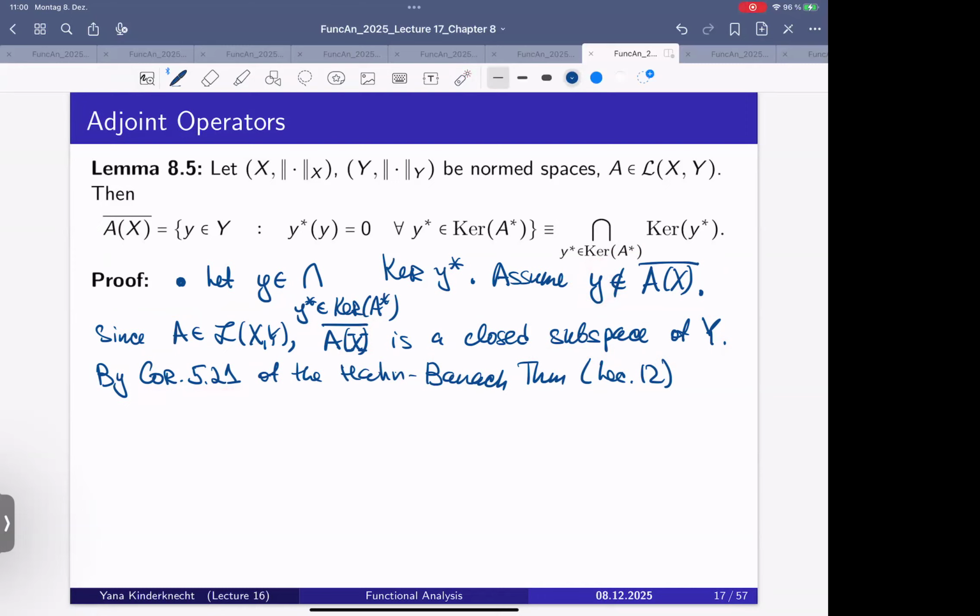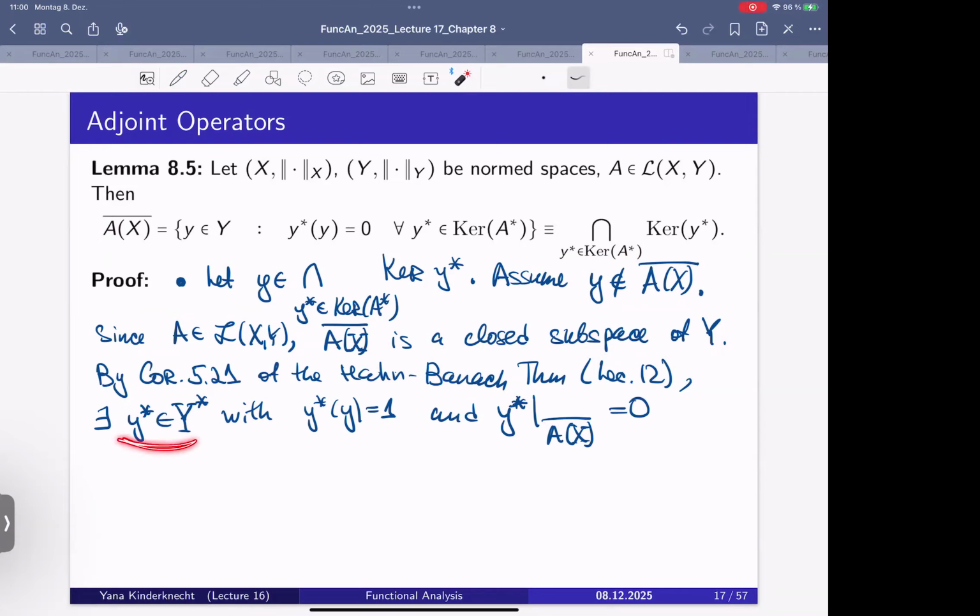So by this corollary, there exists a continuous linear functional y star with the following properties: y star at y is equal to 1, and y star on this subspace is equal to 0. That is, this continuous linear functional separates the point and the space. Okay?